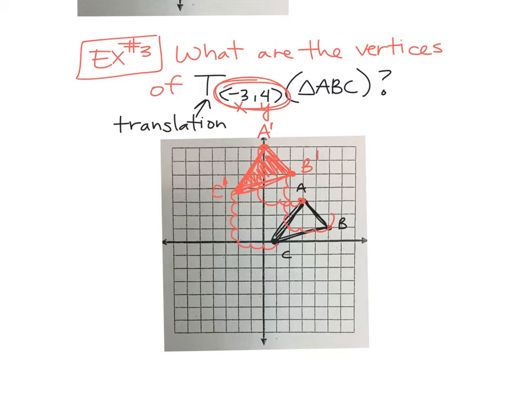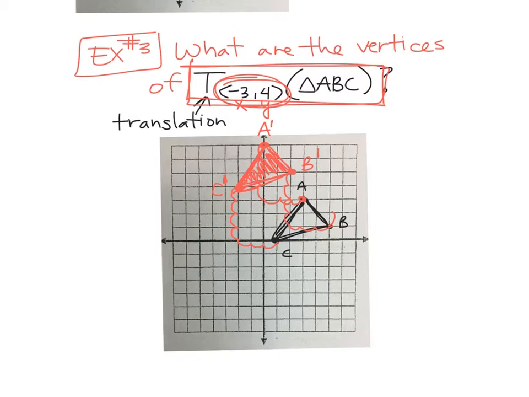Okay, now I'm going to give it to you the other way. I'm going to give you the graph, and you're going to give me the rule. So here's the rule right now, right? That T of -3, 4 of triangle ABC. You're going to give me a rule for this picture.